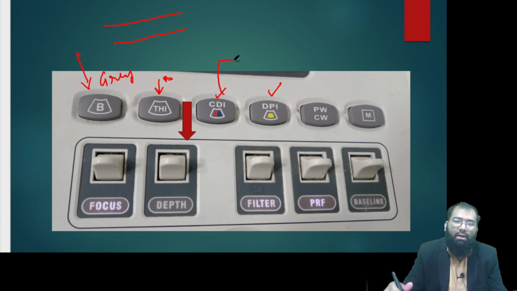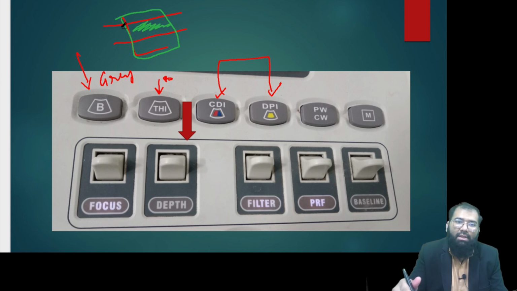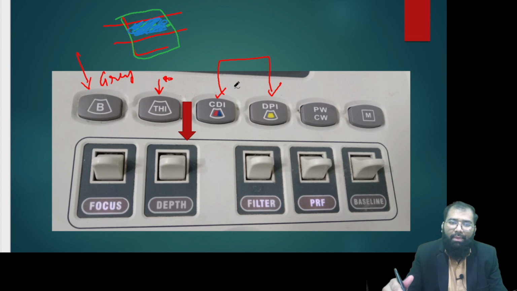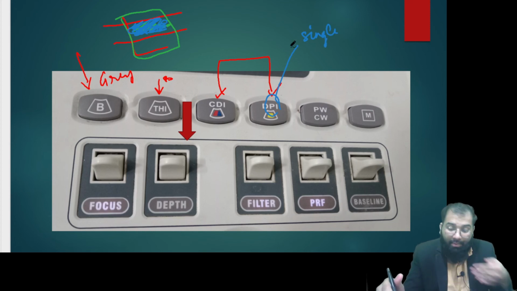So these both are color. As soon as you click on this, you see a color box. Both of these, you see a color box, and you see that there is flow within the vessel. So depending upon this, either there is red flow or blue flow, depending upon how you have set the scale. Okay. But very important, when it comes to power Doppler, this is not dependent on direction. So it will show a single color. Power Doppler will show a single color.